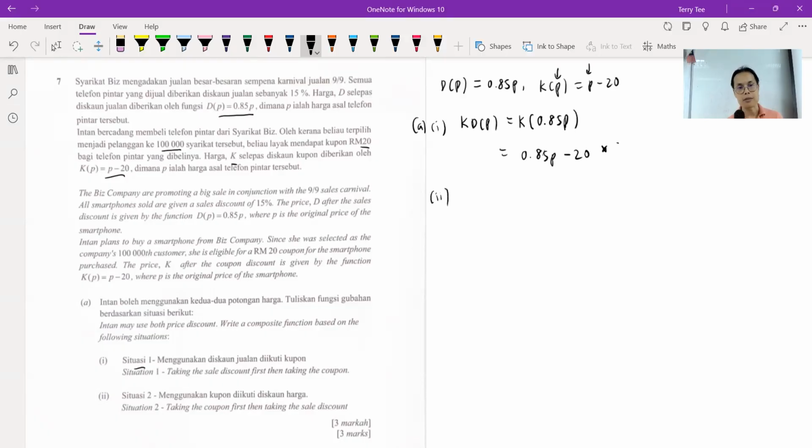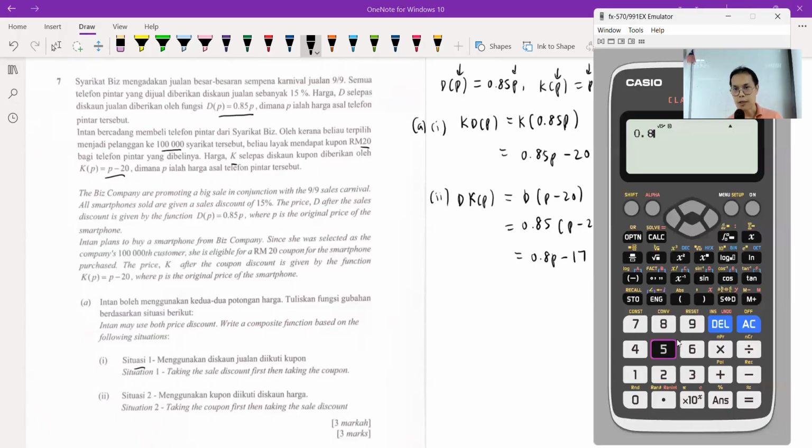Okay, second method. Menggunakan kupon diikuti diskaun harga. That means you use coupon first, discount later. Put the coupon inside, which is P minus 20. Then you get 15% off, so 0.85. Stick it inside here. 0.85 times (P minus 20). This would be 0.85P minus 17. Now, if you're not sure, you can use your calculator. 0.85 times negative 20. Okay, there you go. Negative 17.